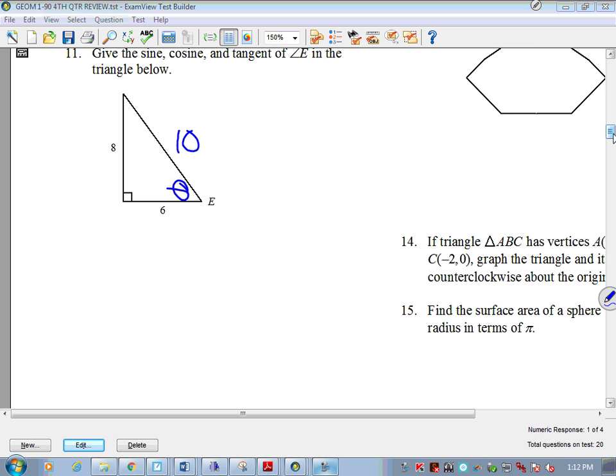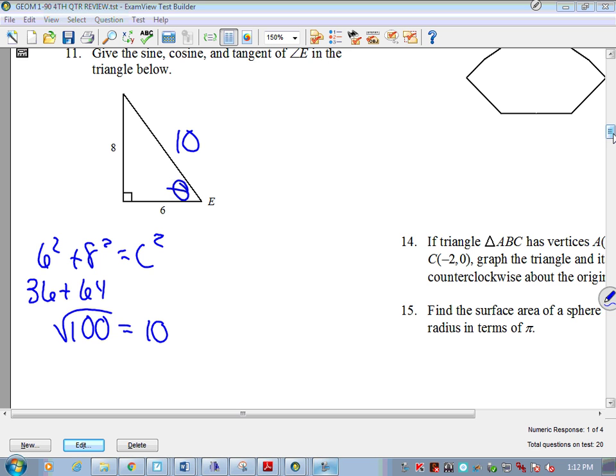Now, if you couldn't remember that, that's fine, because we could do 6 squared plus 8 squared equals c squared. We get 36 plus 64 is 100, and the square root of 100 is 10. We're going to use the Pythagorean theorem to find that side. So on sine, what is sine? Opposite over hypotenuse. What is opposite of angle E? 8. What is hypotenuse? 10. What's that reduced to?